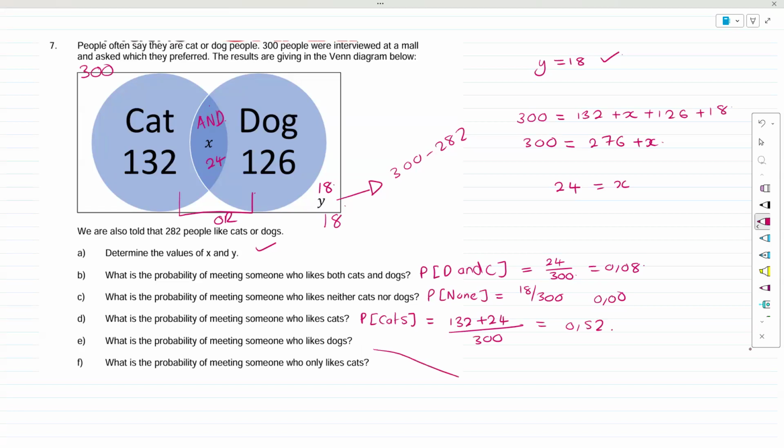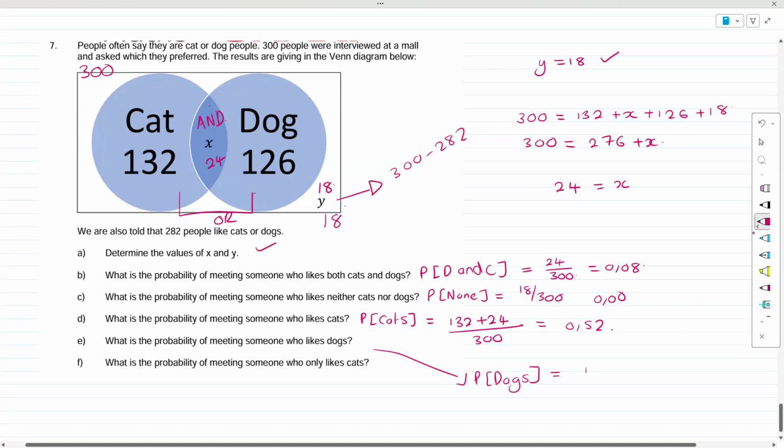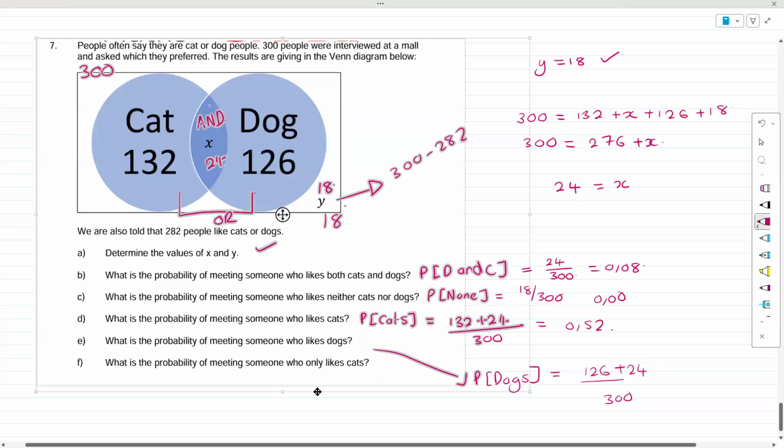Probability of somebody who likes dogs. I ran out of space. Probability of dogs. Again, it's not dogs only. Please watch out. 126 plus 24 over 300. And 126 plus 24 divided by 300, that's over 50%. Makes sense. I'm a dog person.